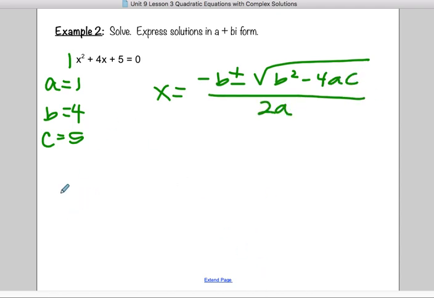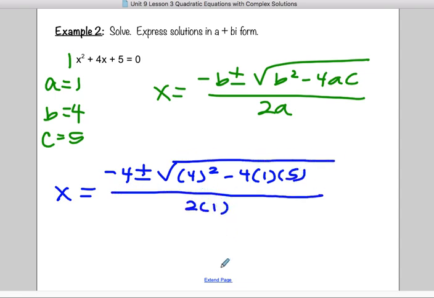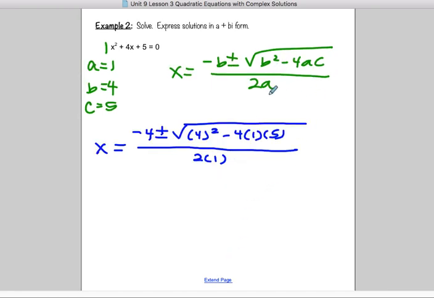Okay, so let's plug it in. X equals opposite of b. It's currently a positive 4, so make it negative 4, plus or minus the square root, b squared. So 4 squared minus 4 times your a term times your c term, all over 2a. Then I would want to see what you have underneath your radical. So this is going to be 16 minus 20, which gives me negative 4. So I have the square root of negative 4 all over 2.